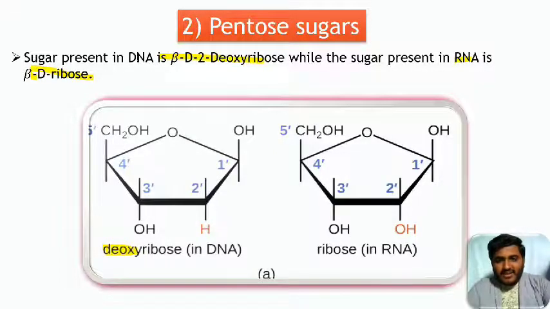Deoxy indicates there is no oxygen atom. Carefully see here, everything is the same in both cases, but one thing is there at the second carbon atom. This is the second carbon atom. Look at this hydrogen. At the second carbon atom, this hydrogen does not contain an O group. Therefore, this is deoxy, absence of oxygen. But carefully see here, guys. Here OH is there. So it is not deoxy, only ribose. I hope you understood. So deoxyribose is found in DNA. Ribose is found in RNA.